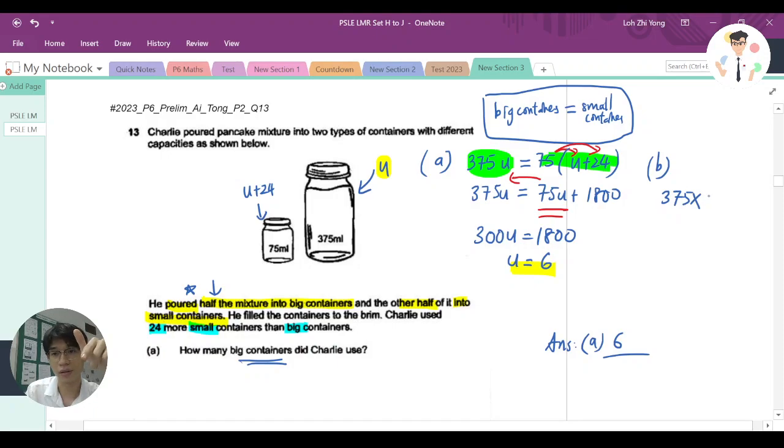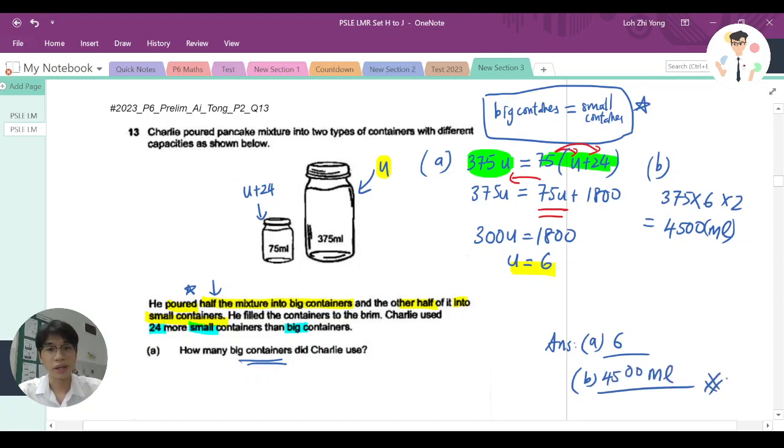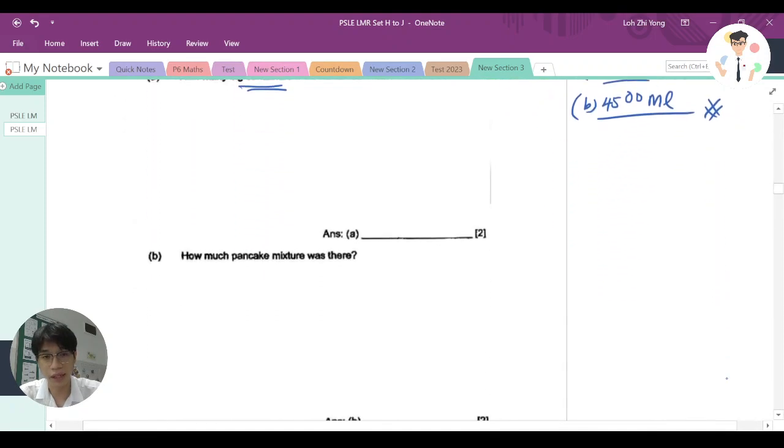1 unit is 6. Then I know big and small are equal, so they are the same. So I just times 2. So 375 times 6 times 2, and the answer is equal to 4500. And this will be in ml. Okay? So part B, 4500 ml. And we are done for this question. Simple, easy. Okay? Let's move on to question number 14 here.